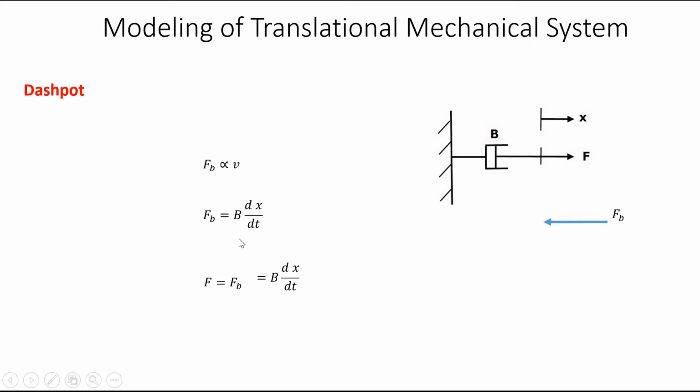So the three elements are mass, spring and dashpot. For mass the equation is m d square x by dt square. For spring the equation is kx, and for dashpot it is b into dx by dt. The dashpot is also a frictional force representation, so we can also use it for frictional force.